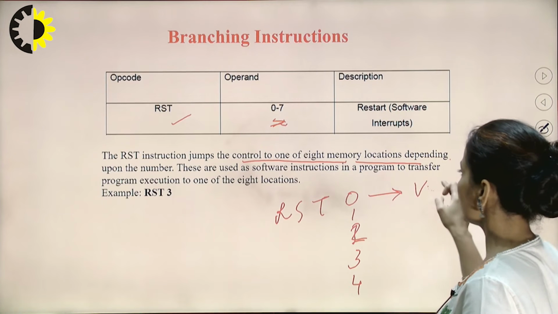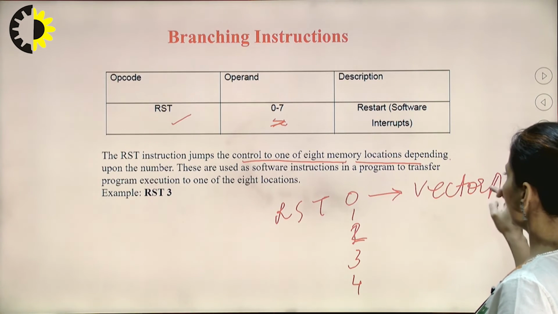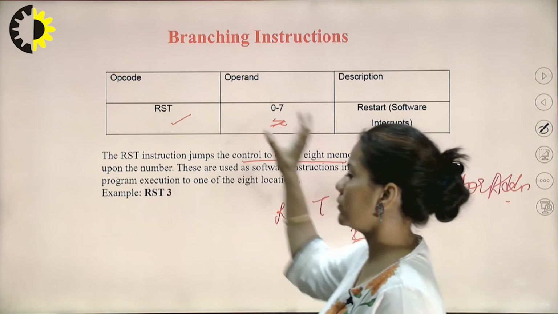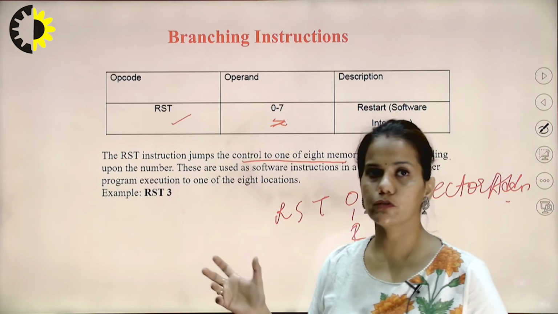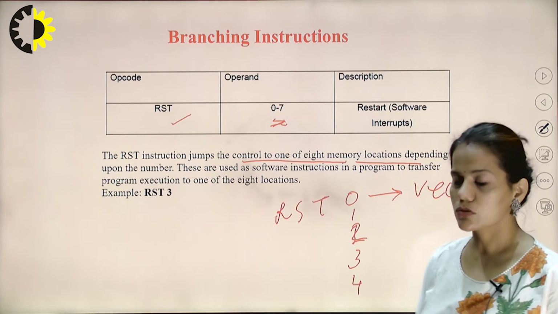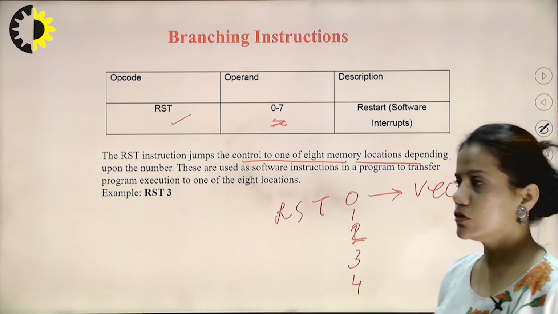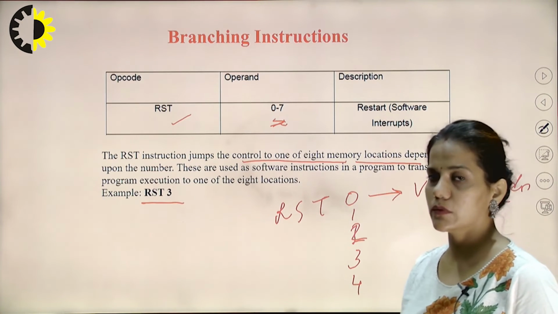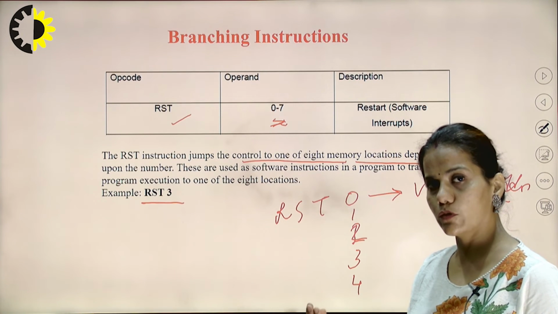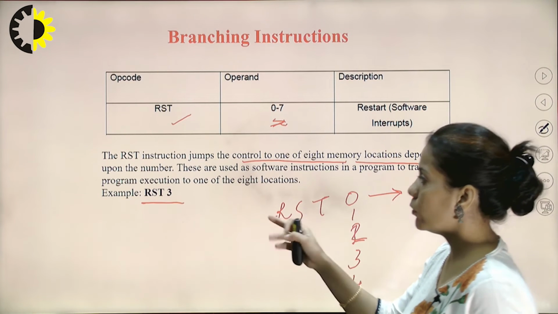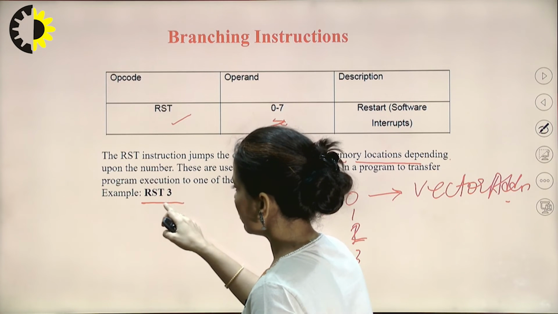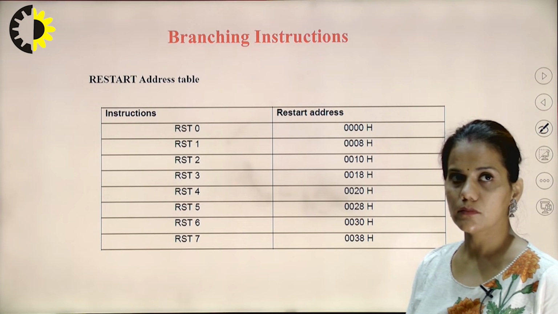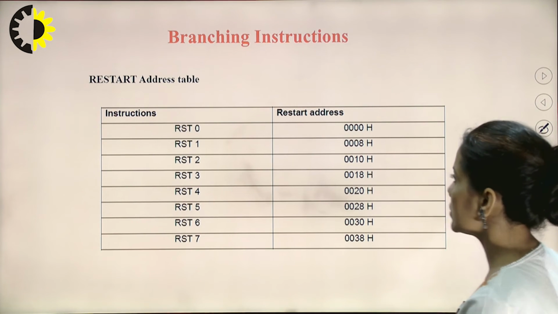These all have some vector addresses mentioned in the vector table, and according to the number mentioned here, the control flow will go to that memory location. So, these are basically the software interrupts. So, writing RST 3, the program control flow will go to the memory location mentioned corresponding to this number. So, this is the restart address table.